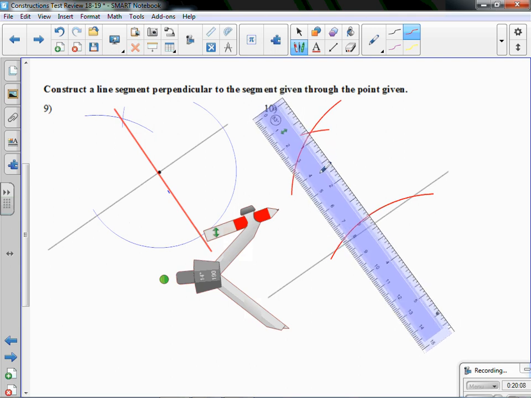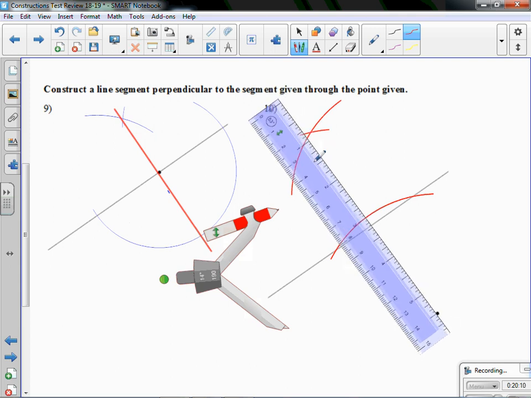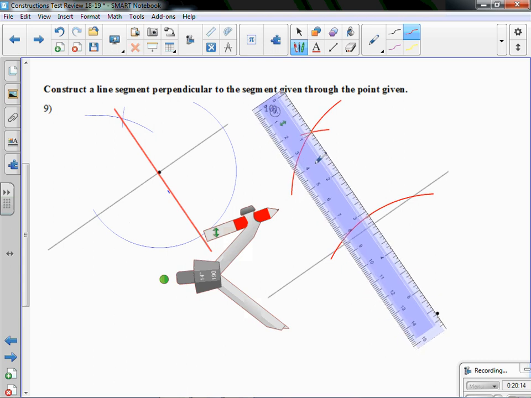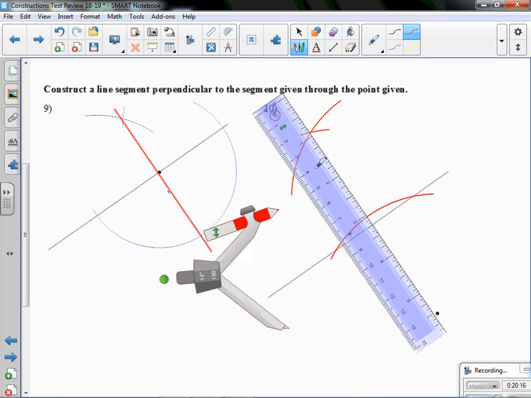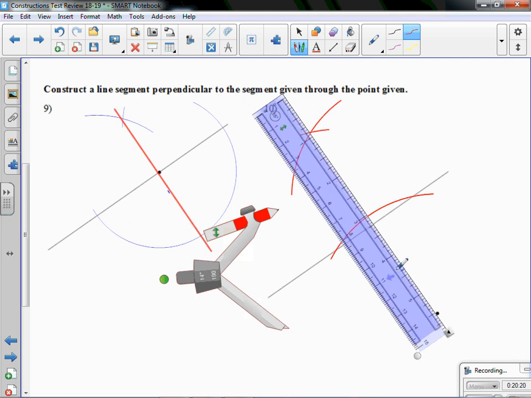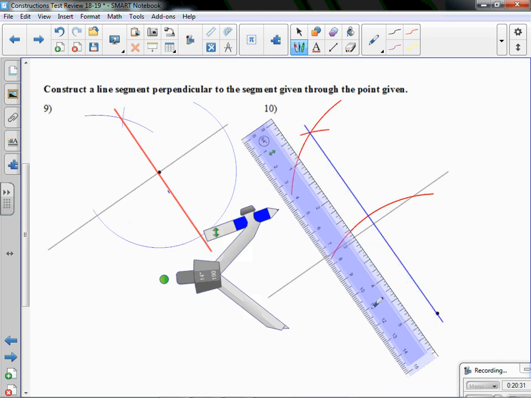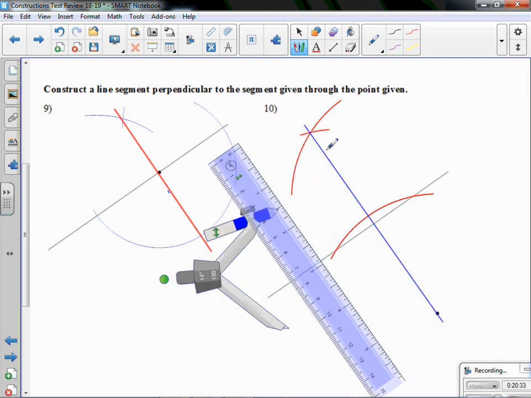bring in our ruler. Line that up. Draw a line from the point to the intersection. So that line is perpendicular to the first line.